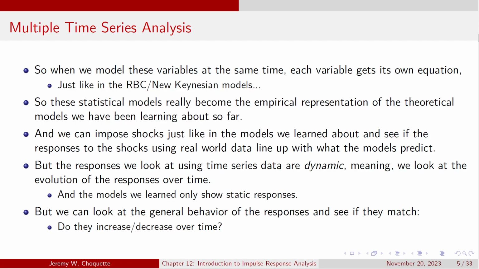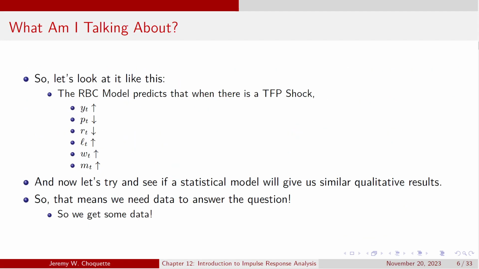But the difference here is that when we're looking at time series data, we're looking at dynamic responses, meaning we look at the evolution of the responses over time. And the models that we've learned, at least the way we've looked at those shocks, are only static responses. But we can look at the general behavior of the responses and see if they match. Do they increase or decrease over time? Think of it this way, right?